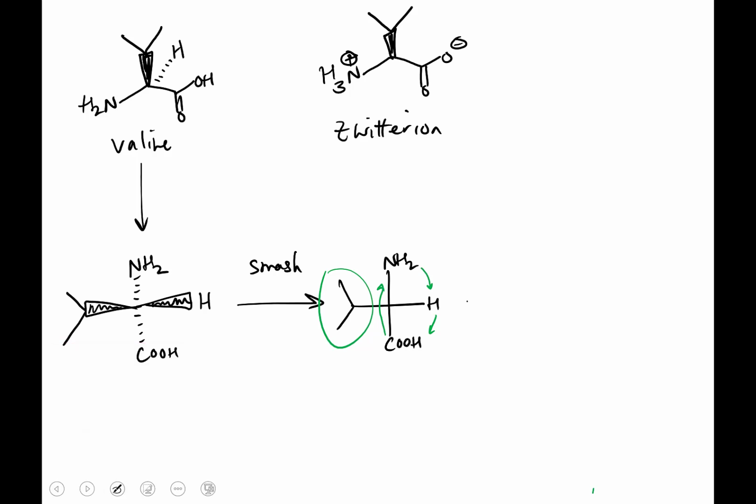So let's redraw this. COOH, and then NH2 here, and then H there. Right, and then my valine stays the same. Did I do that right? Yeah, it looks good. Okay, now I've got to do one more.